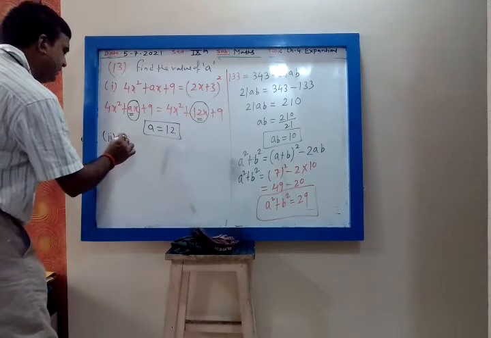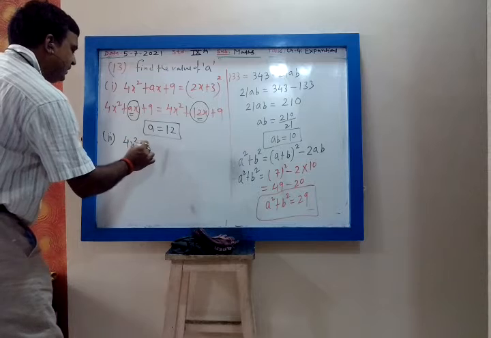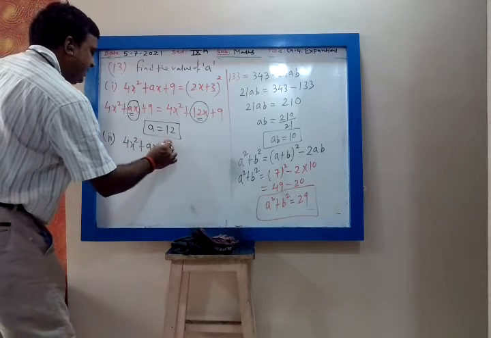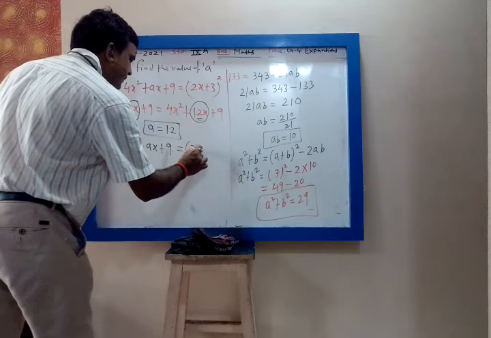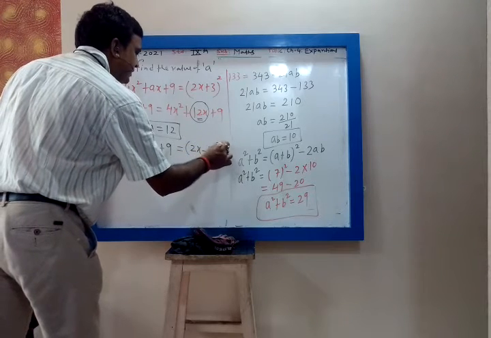Next is 4x square plus ax plus 9 is equal to 2x minus 3 whole square. This will be homework.